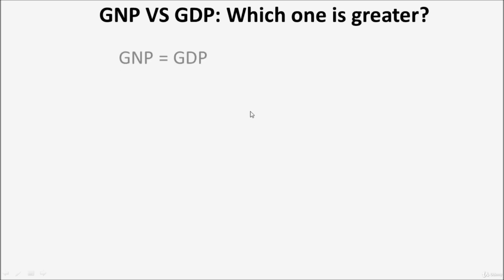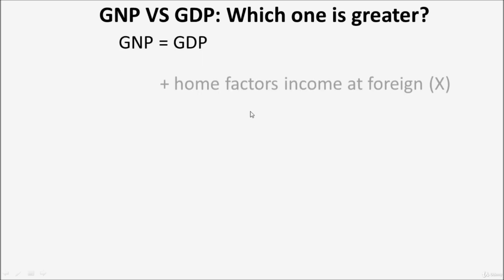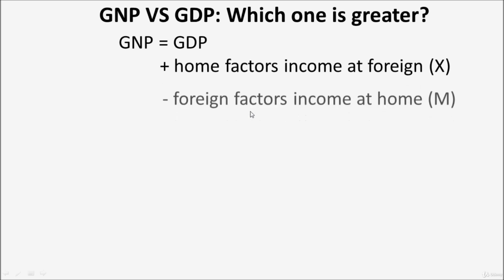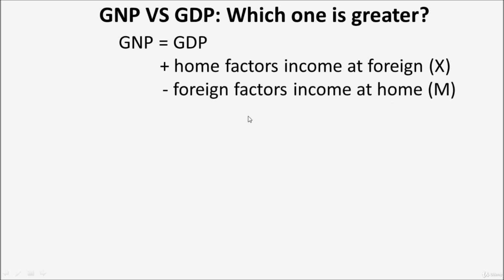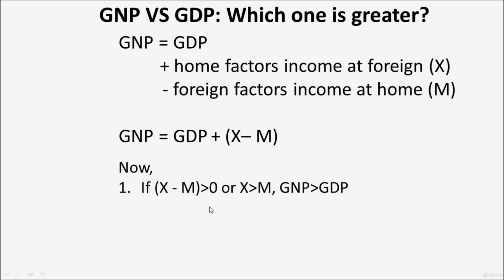We can arrive at GNP adding home factors income at abroad with GDP and deducting foreign factors income at home from GDP. That is, GNP equals GDP plus X minus M. The difference between export and import is known as net export. Now, if the net export is positive, it means our export is greater than our import. That is, our home factors income at abroad is greater than the foreign factors income at home. And in this case, as we are receiving more than we are giving, GNP will be greater than GDP.